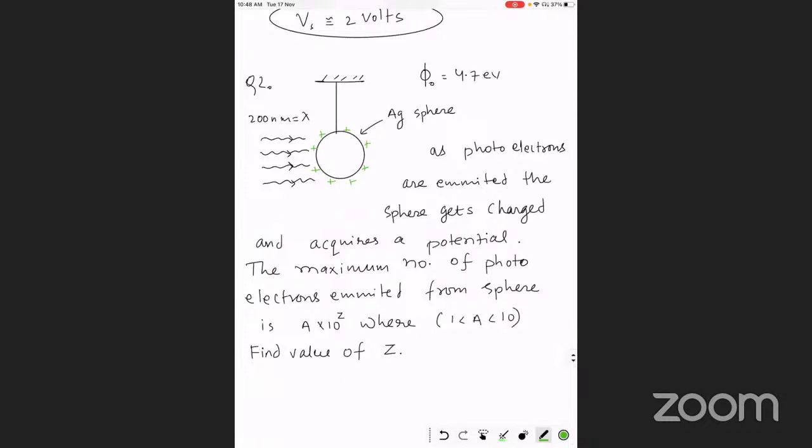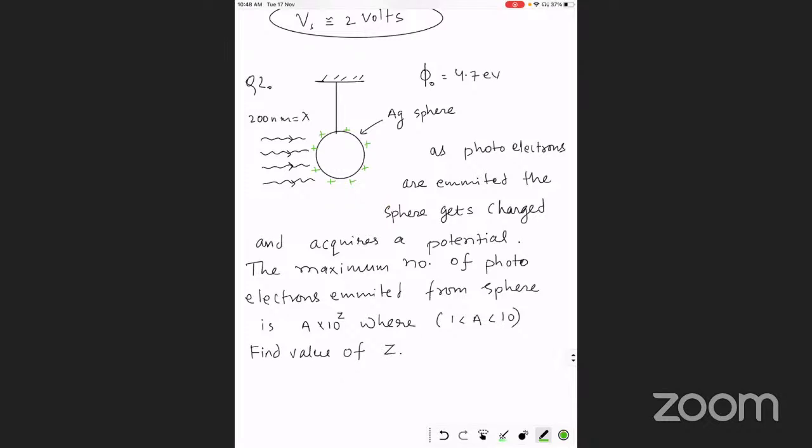See, what is the energy of incident radiation right now? Divide 1240 by 200. How much are you getting? 6.2, right? Now 6.2 minus 4.7. How much are you getting? 1.5. So what is the kinetic energy the fastest moving electron has? 1.5 electron volt. Am I right? Yes.